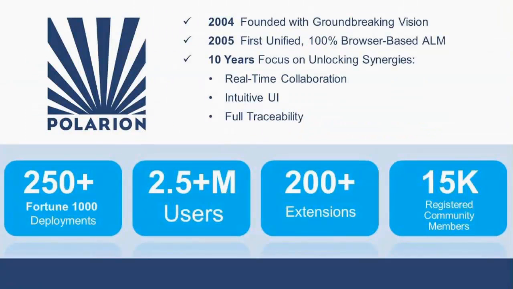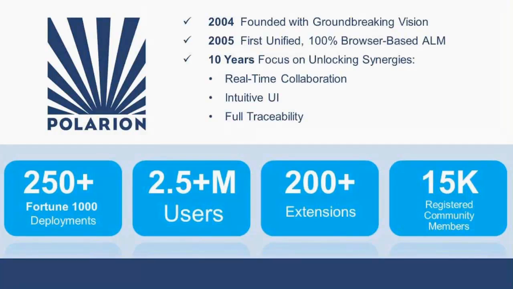If we talk about Polarian, Polarian was founded in 2004. We are a German company located in Stuttgart. In 2005, we delivered the first product, the first 100% ALM solution. So we have now been working in this area for more than 10 years. And we try to make Polarian much more intuitive. We need to have the full traceability, so we are always working on Polarian to make it much better. Because Polarian is our only main product, so we always focus on this product to make it better, to make it easier for you to use.